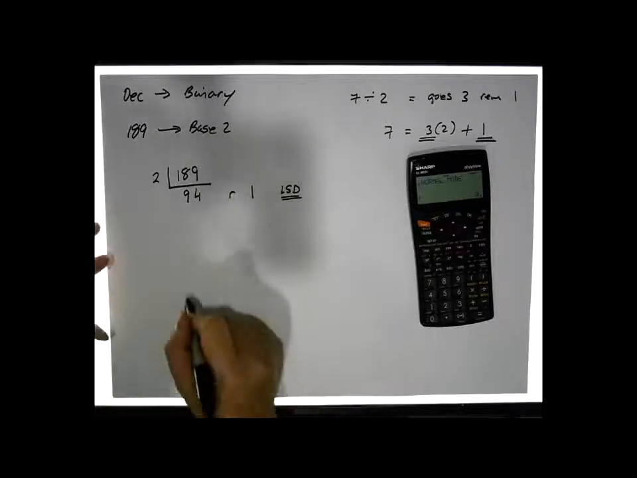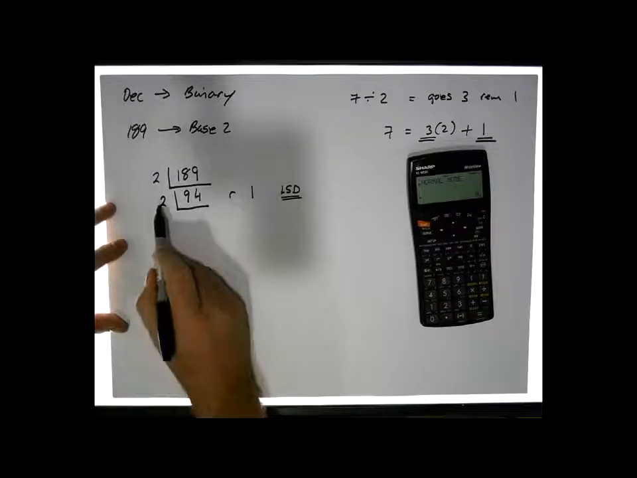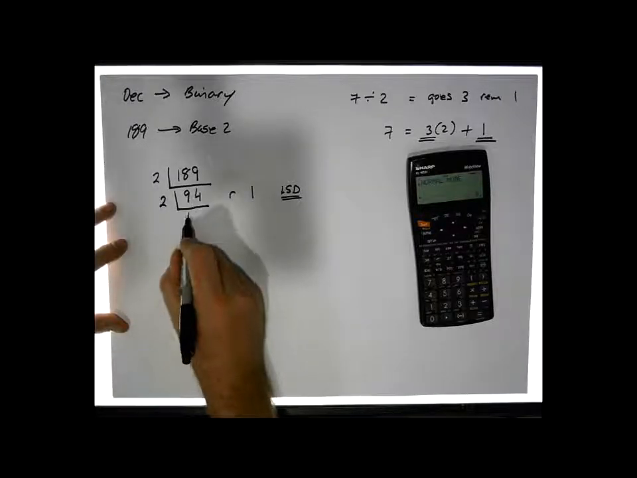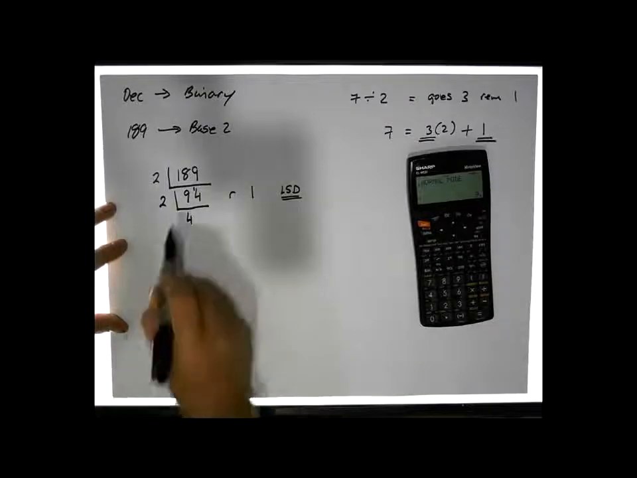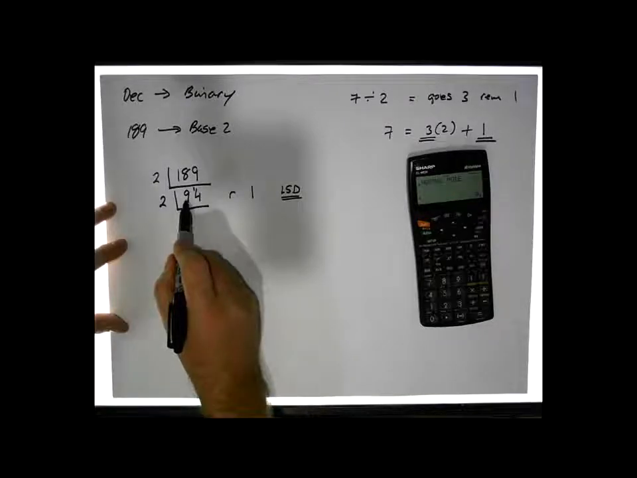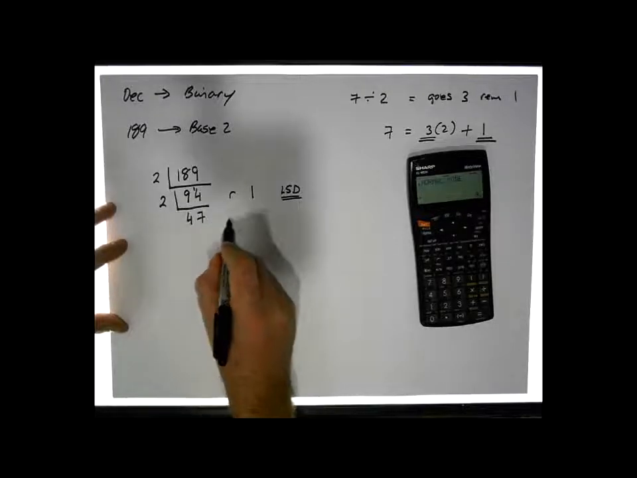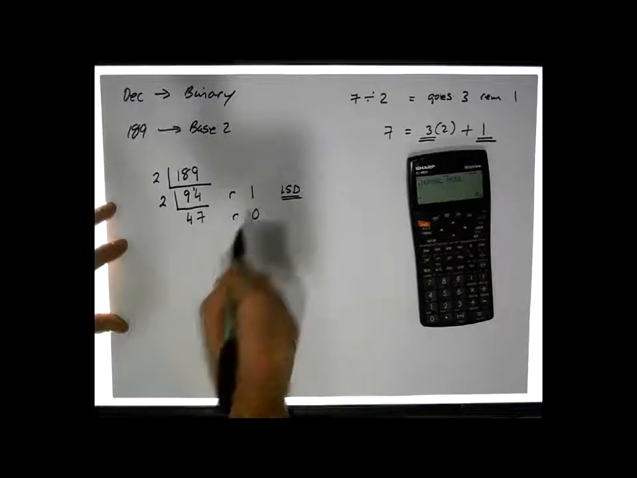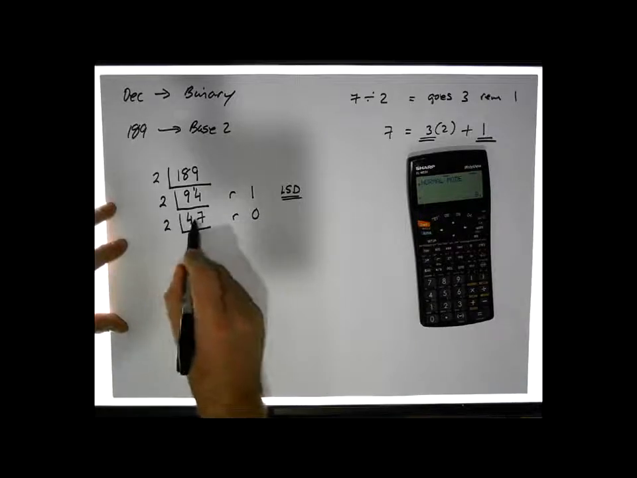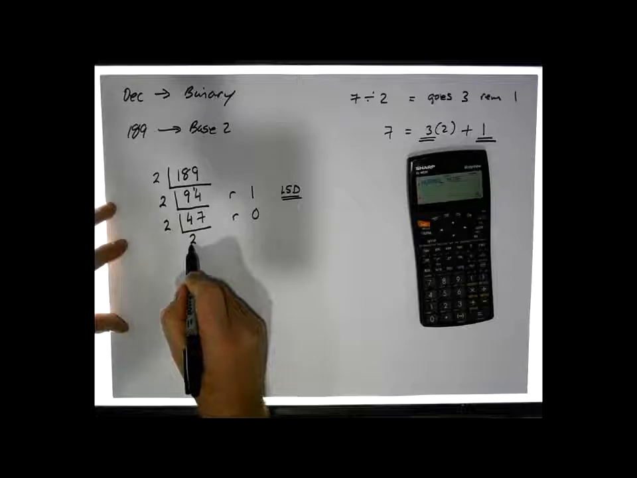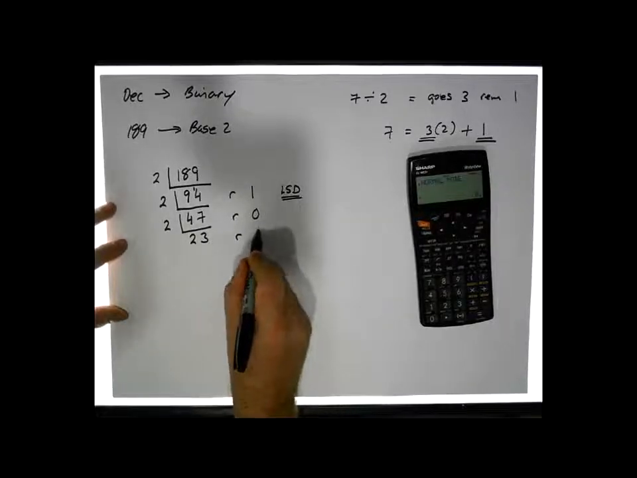Now I start the process again. I take 94 and divide by 2. 2 into 9 goes 4 times, but there's a remainder of 1, so we carry forward 1. Don't forget that 1 represents a 10. So that gives us 14 here. 2 into 14 goes 7 times, with no remainder. I do it again: 2 into 47. 2 into 4 goes twice, no remainder. 2 into 7 goes 3 times with a remainder of 1.